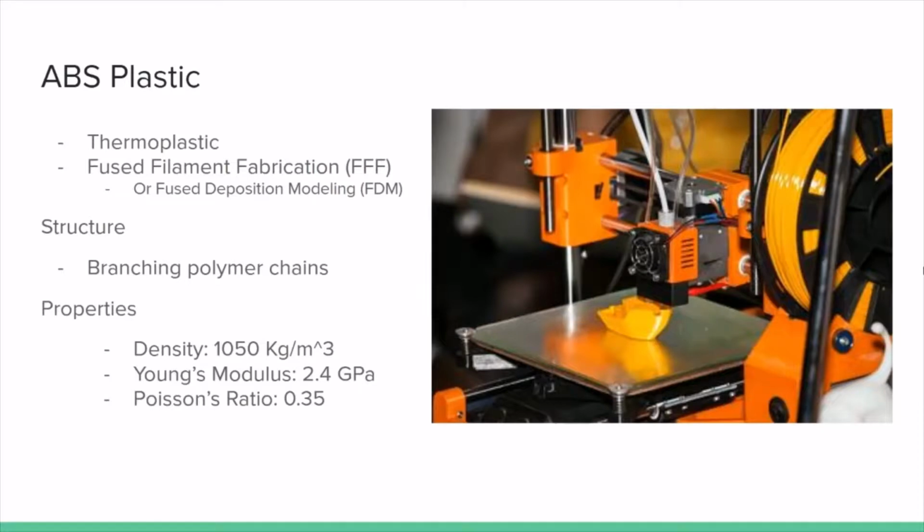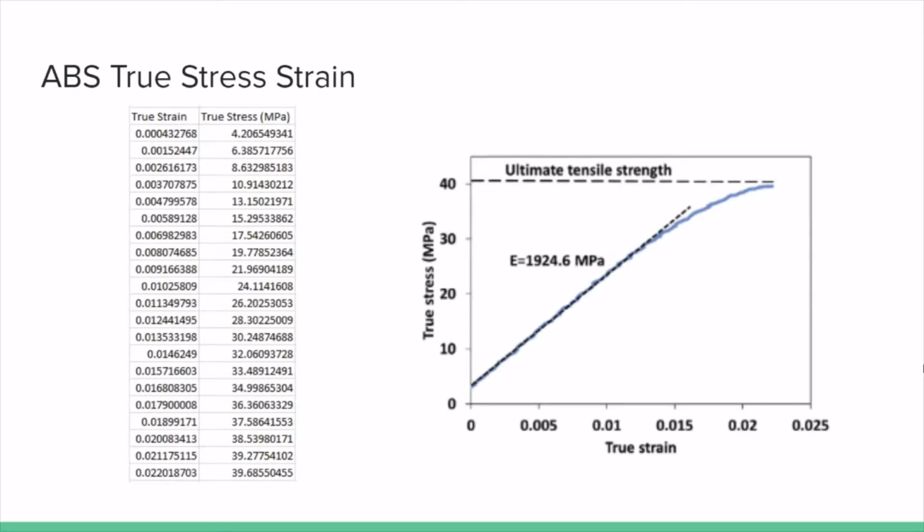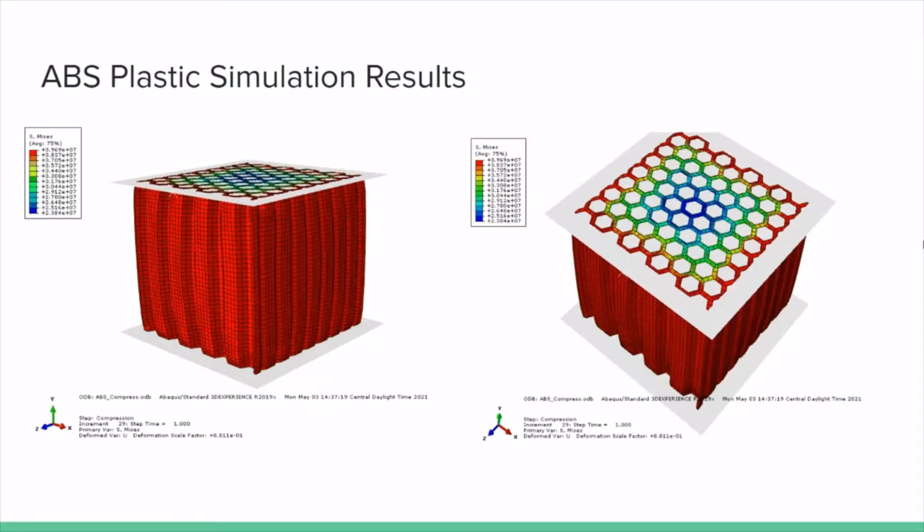As a thermoplastic, the structure is expected to be made up of branching polymer chains. These chains will soften as the material is heated in the hot end and reharden as it cools. These properties for the plastic are from one source, whereas these properties are from another source. These are the simulation results for our ABS plastic simulations.